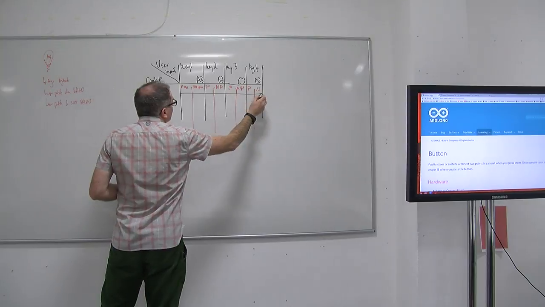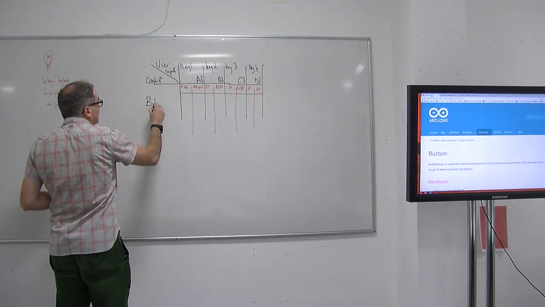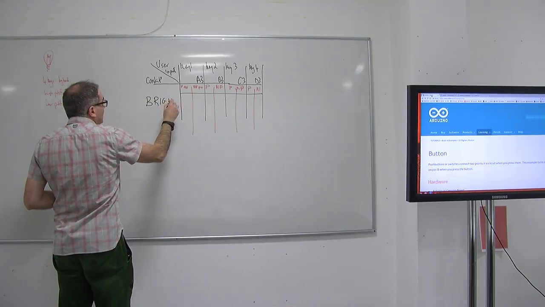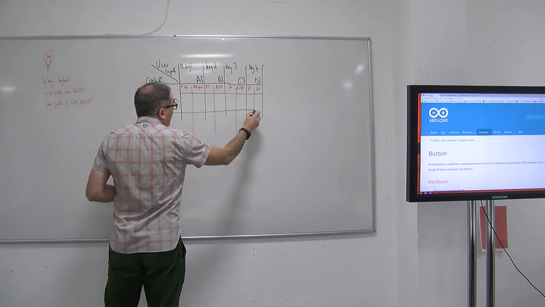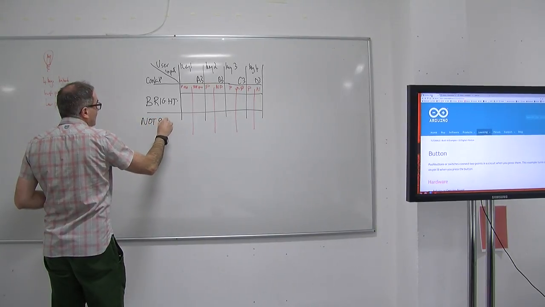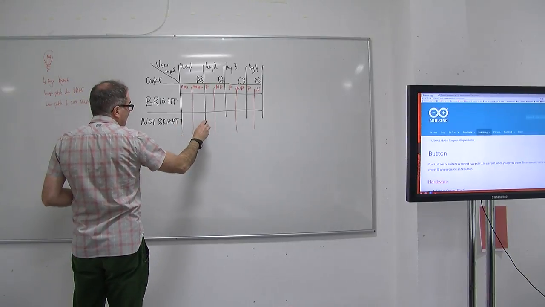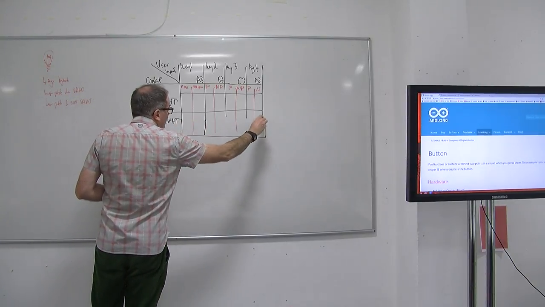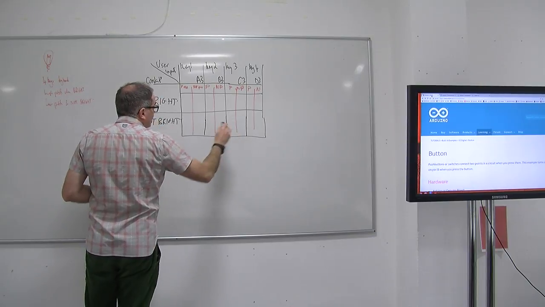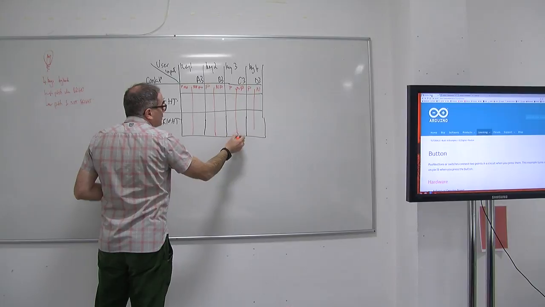So, what conditions do we have? We have bright, and we have not bright. Yeah? Do we have any other condition? No. Do we have any other user input or any other things that's going to happen?